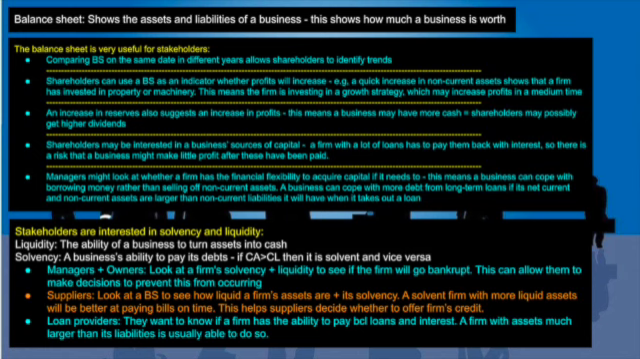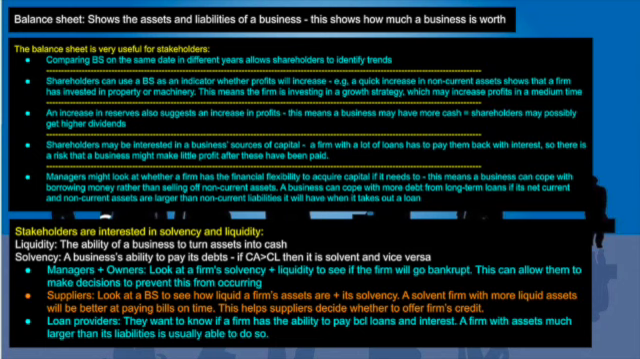Shareholders can use a balance sheet as an indicator whether profits will increase. For example, a quick increase in non-current assets, so assets they buy for the long term, like factories, etc., shows that a firm has invested in property or machinery. This means the firm is investing in a growth strategy, which may increase profits in the medium term. Therefore, the shareholders will get more dividends. An increase in reserves also suggests an increase in profits. This means a business may have more cash, and shareholders may get higher dividends. Reserves are just cash to spend, so you have more. And that's obviously because you get more profits, you have more cash to hold back in reserve.